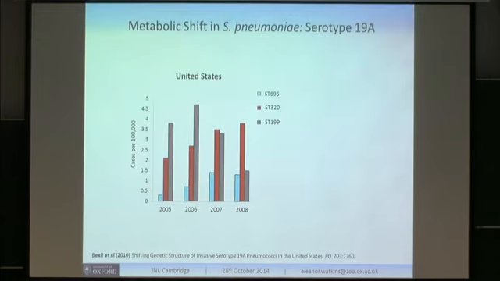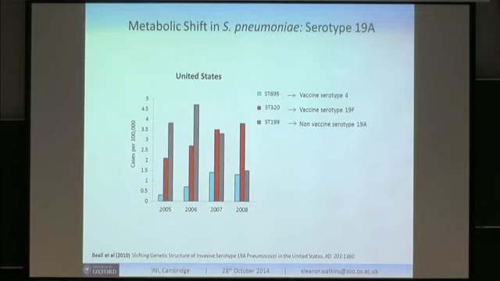So serotype 19A is a non-vaccine serotype which has just gone completely mad since PCV7 in lots of countries around the world. Here we have some surveillance data from the States of all 19A strains, and we can see that there's been two really big increases in two sequence types, which were both previously associated with vaccine serotypes before vaccination. These are ST695 and ST320.